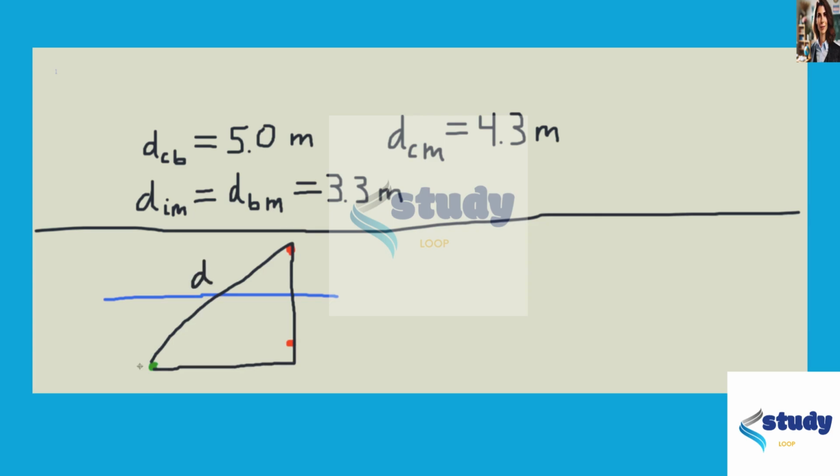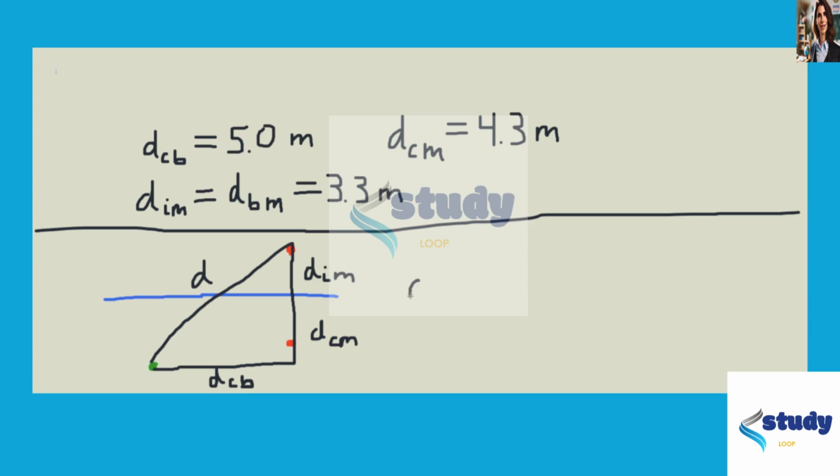So what you'll notice here then is that this distance on the bottom here, this is DCM. So this is the distance from the camera to the mirror. This on the top here is the distance to the image in the mirror. And then the distance on the very bottom here is DCB, the distance from the camera to the bird.